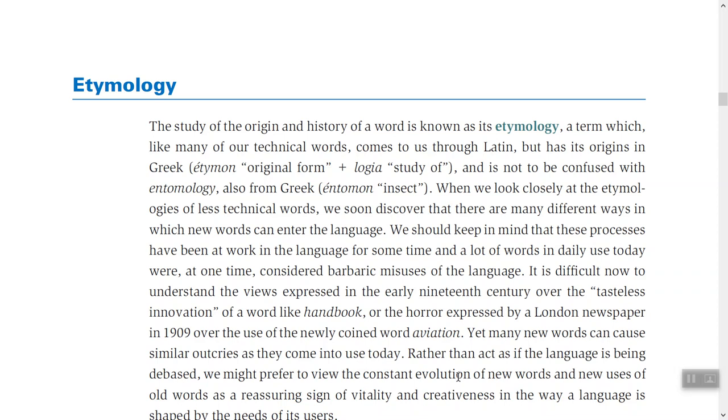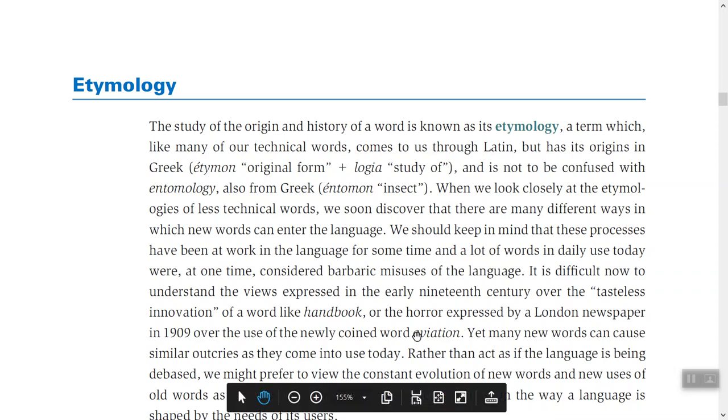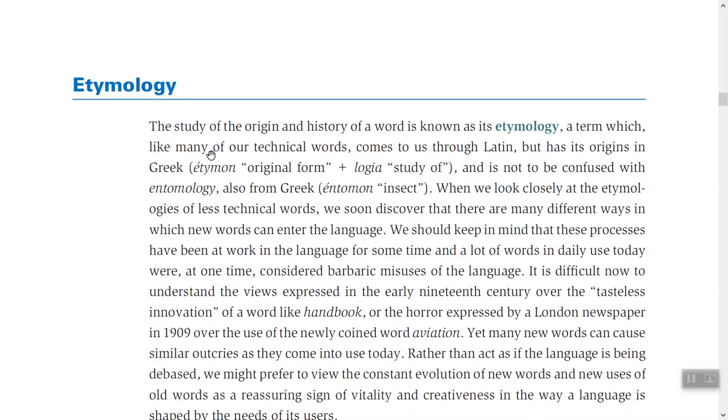In this lecture, I'm going to explain some common terms that are related to word formation. First, etymology. What is etymology? Let's study what etymology is. Etymology is the study of the origin and history of a word. This is the definition of etymology. It studies the origin and history of a word.